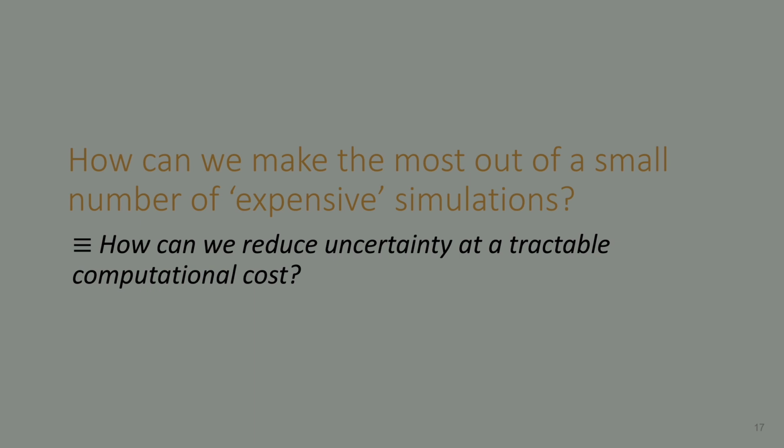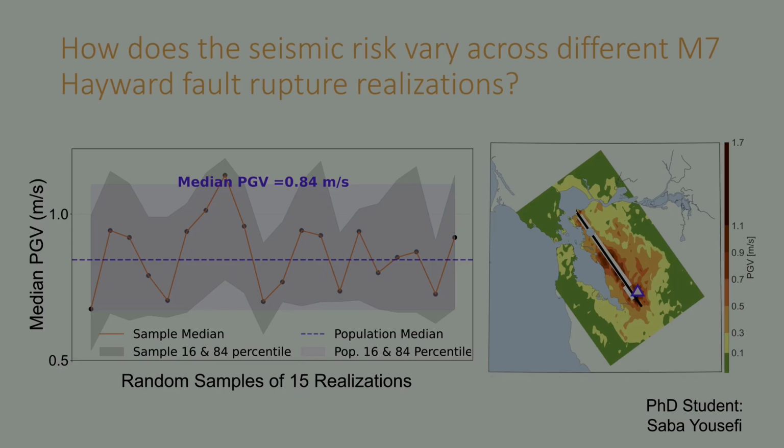And not for everyone, and for every location, we're not going to be able to run a large number of simulations. So the goal of some of the research I'm doing now is looking at how we can reduce uncertainty at a tractable computational cost. Or another way to look at it: if we have a fixed computational budget, what's the best way to select the most representative scenarios? So it's a very challenging question, and we're only just beginning to look at it.